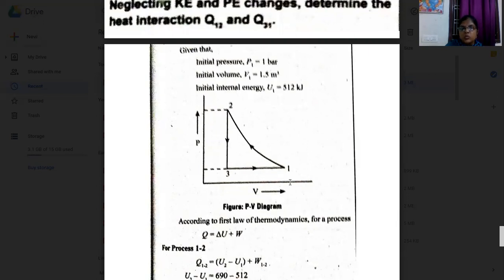When it is expansion, volume increases. Here, for the compression process 1 to 2, V1 to V2, the volume decreases. So this is the process 1 to 2. Next, work done is 0 for the constant volume process 2 to 3, and next 3 to 1 takes place, which is a constant pressure process. So now we are going to find the heat transfer of each process.